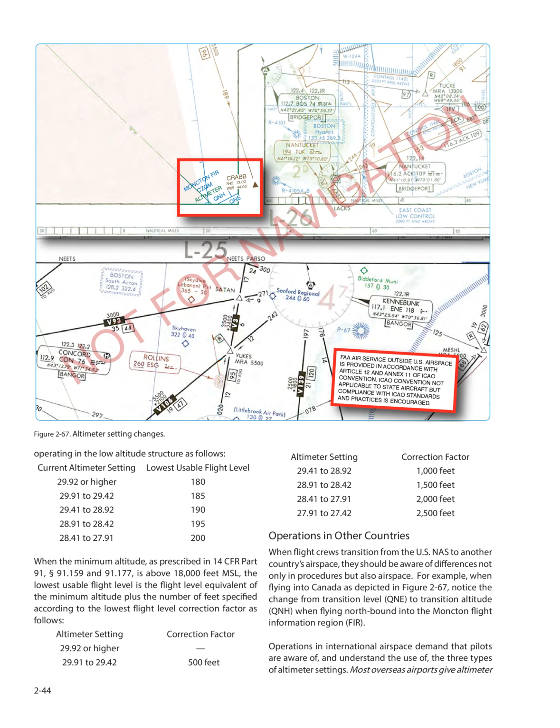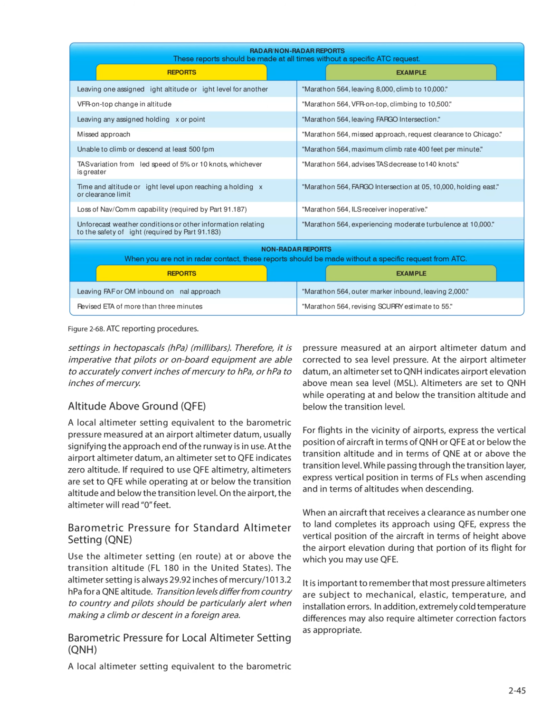Operations in other countries: when flight crews transition from the U.S. NAS to another country's airspace, they should be aware of differences not only in procedures but also airspace. For example, when flying into Canada as depicted in Figure 267, notice the change from transition level QNE to transition altitude QNH when flying northbound into the Moncton Flight Information Region (FIR). Operations in international airspace demand that pilots are aware of and understand the use of the three types of altimeter settings. Most overseas airports give altimeter settings in hectopascals (HPA), millibars.